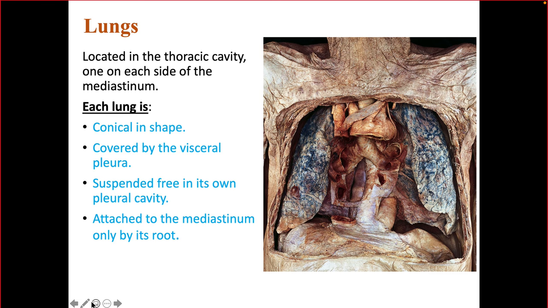Simply, let me use this pen. Here is the pen. Okay.